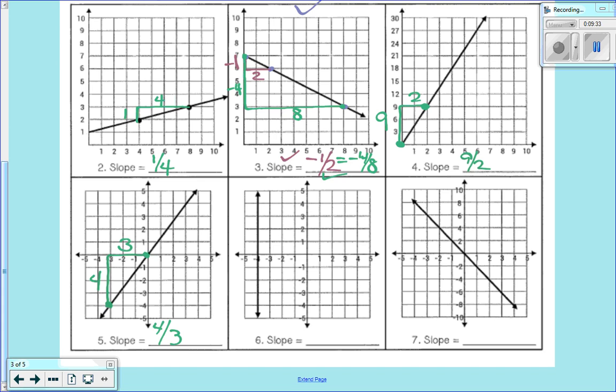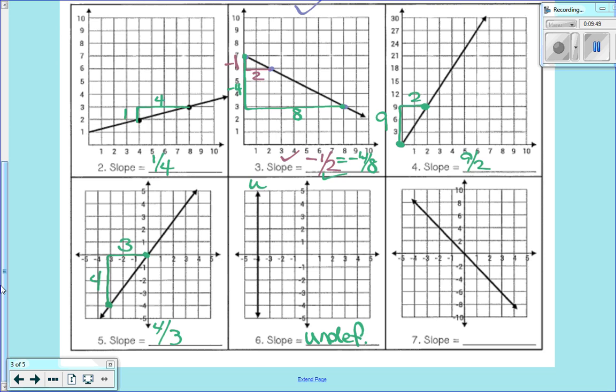Number 6, we have a vertical line. What do we remember about a vertical line? Going up and down, it is undefined. Short edge, like that, if you like, that's fine.